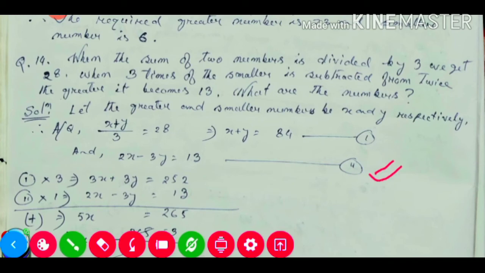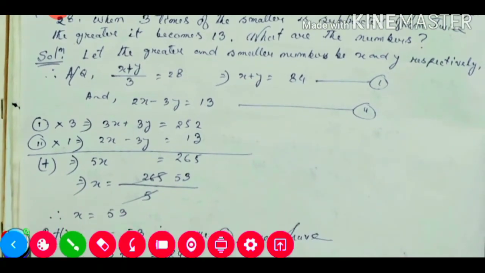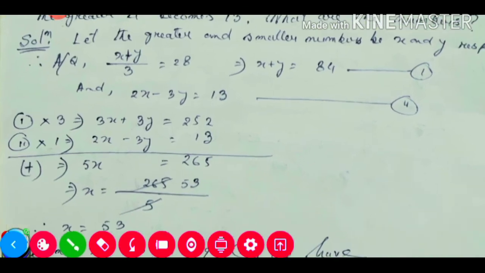Now we'll see whether anything is equal. The x coefficient is 1 in equation number 1, and here the x coefficient is 2. In equation number 1, the y coefficient is 1, and here it is 3. It's not equal, so we need to make one of them equal. You are able to apply any method, cross multiplication, substitution, or comparison. Here I am applying the elimination method. So we are making y equal. In equation number 2, the y value is 3. With 3, equation number 1 we need to multiply. So the result will be 3x plus 3y is equal to 84 into 3, which is 252.